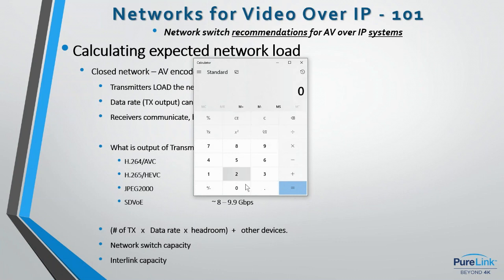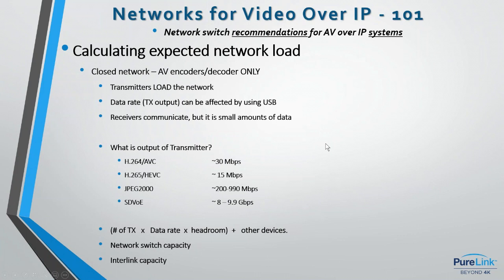Now let's say I aggregate those together, those 4 10G ports. So I could do maybe 80 sources. I'm giving you rough examples here, by the way. Now let's say I have a 10G interlink and I'm using an SDVoE system, so I'm putting out 9.9 gigabits. I can send one source. So now you see why.